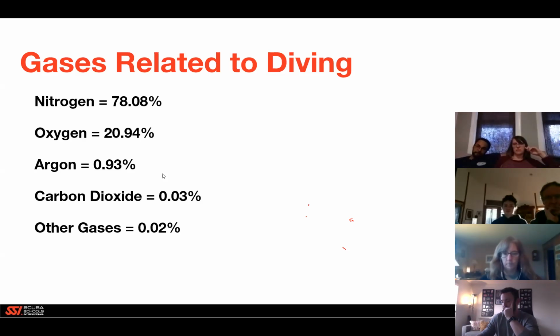We also have carbon dioxide. This is the gas that we're constantly breathing out. We're trying to get rid of this. It's also considered a synergistic gas, which means that it can lead to other bad things if we get too much carbon dioxide in our system. It can lead to decompression sickness, oxygen toxicity, and also narcosis. So learning and understanding about carbon dioxide is important.